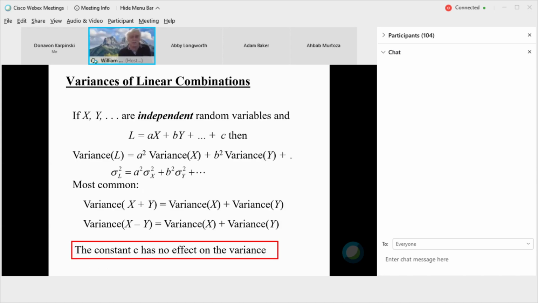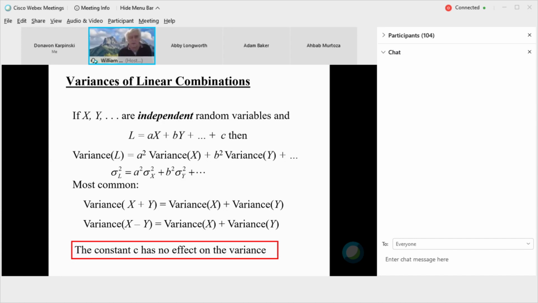The variances, this is a more difficult question. Suppose X and Y are independent random variables, then the variance of L, the linear combination, is A squared times the variance of X plus B squared times the variance of Y, and so on. C doesn't have any effect on them. Adding a constant will not have any effect on the variability. It'll just shift the value up by constant C, or shift it down.